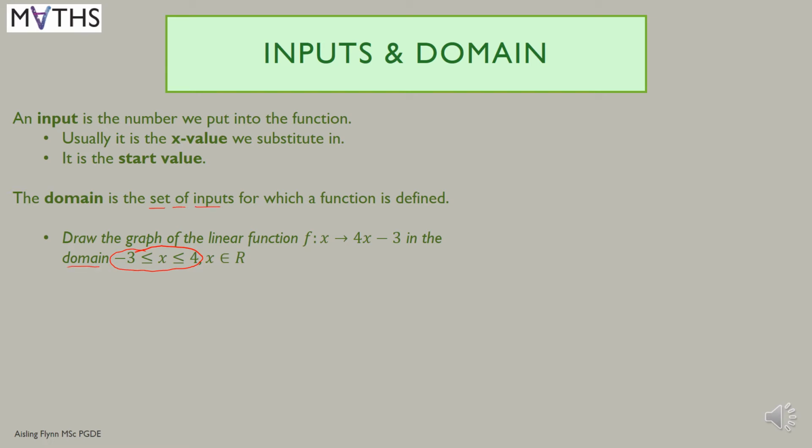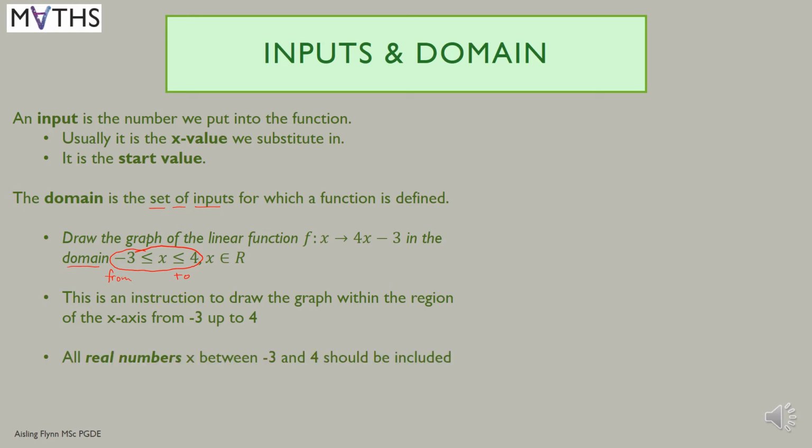Okay, there's our domain, and we're given a range here, from minus 3 to plus 4. We'll see that in a minute. This is an instruction to draw the graph within the region of the x-axis from minus 3 up to 4. So it's asking you to use x values from minus 3 up to 4. All real numbers x between minus 3 and 4 should be included. This means the function will be continuous and shown by a continuous line. Well, that doesn't make much sense until we see it.